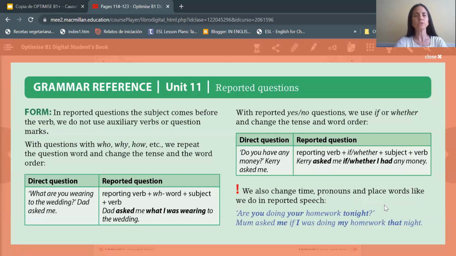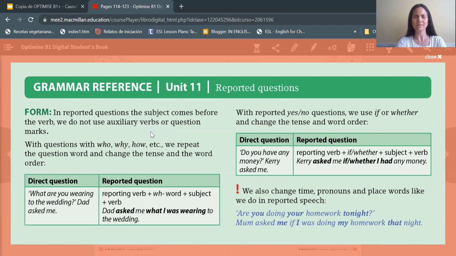And you can open your student's book on page 159 to read the theory together. So what we're going to see is reported questions. And what's the form of reported questions? In reported questions, the subject comes before the verb. We do not use auxiliary verbs or question marks.